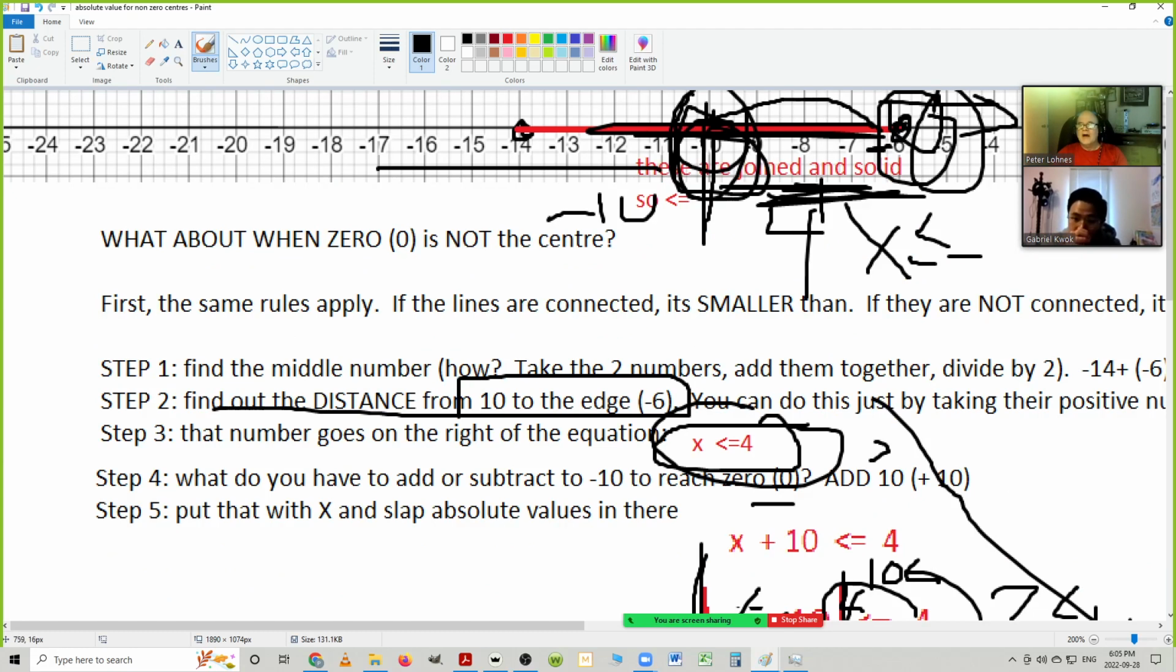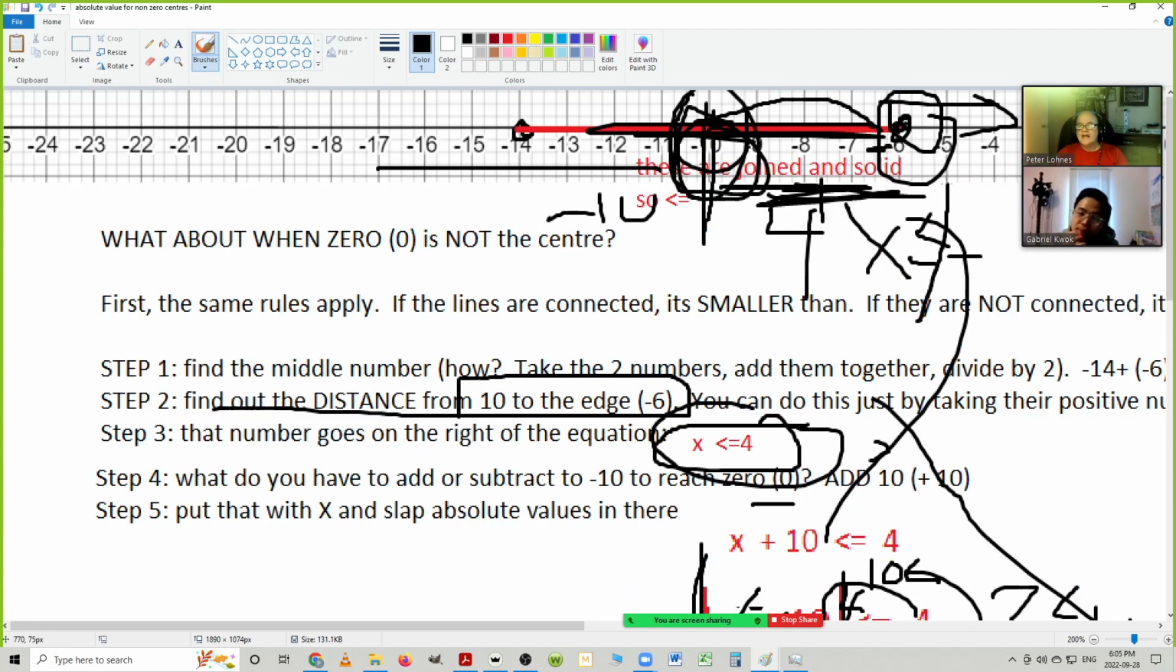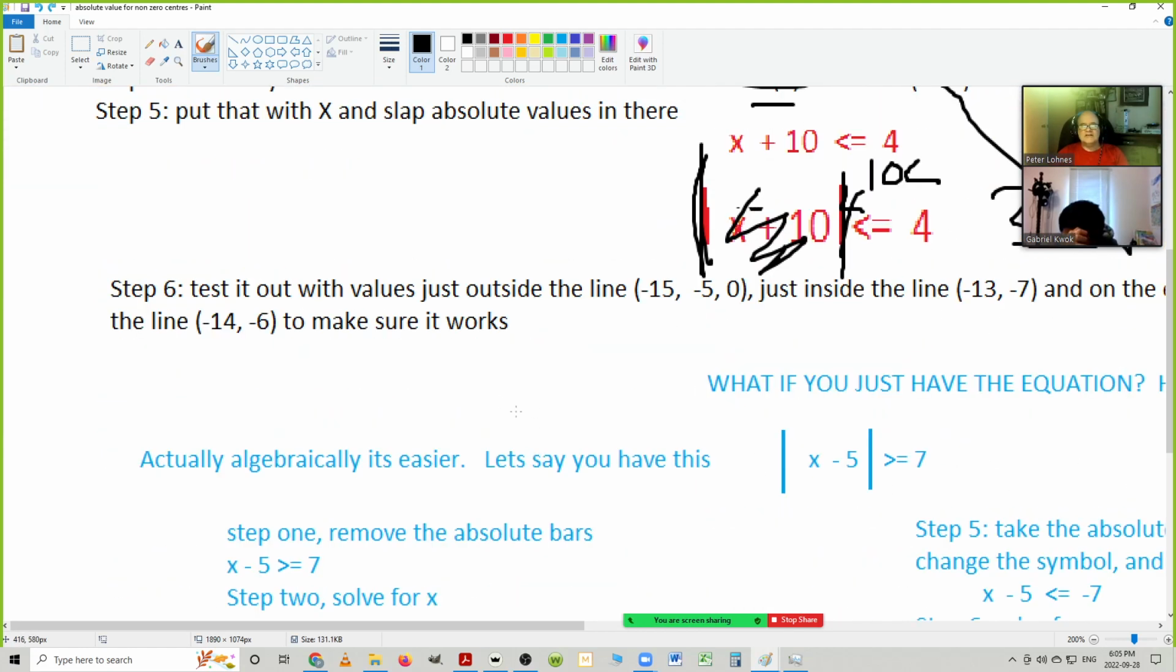And if I were to take minus 5, I would discover minus 5 plus 10 makes 5. And 5 is not smaller or equal to 4, which is why it's outside. Let's see if that works. Test it out. You always want to test out the values.